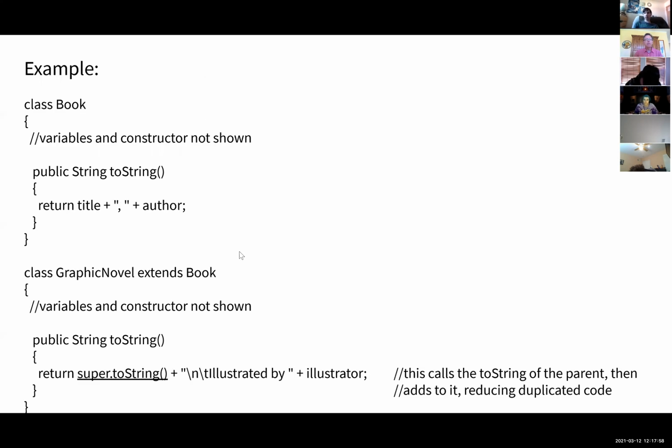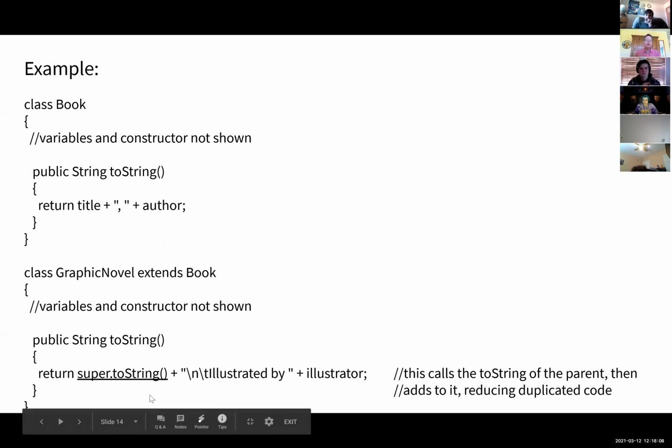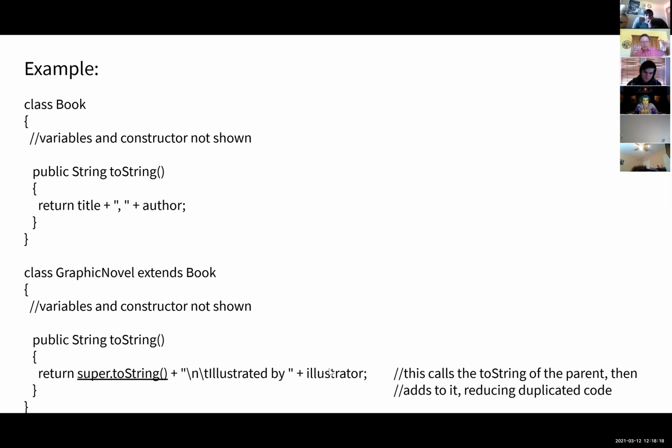So I've got the GraphicNovel example again. This is a much better example. So take a look. Class Book hasn't changed. This toString returns title and author. But down here, because I wanted the title and the author and not just illustrated by, I make this call right here, super.toString. And that tells Java, go get the toString from the parent and hand it to me. And then we're going to add to it, illustrated by the illustrator.